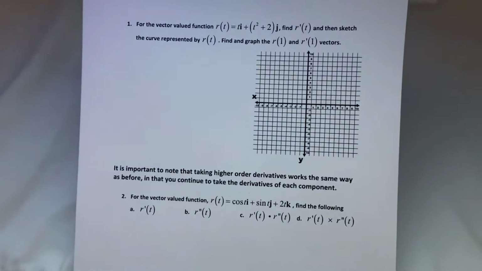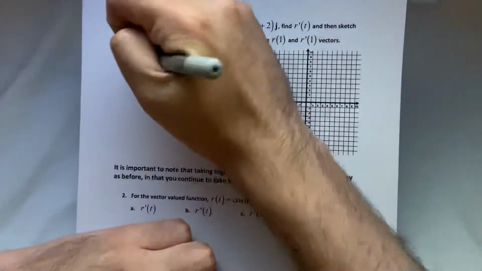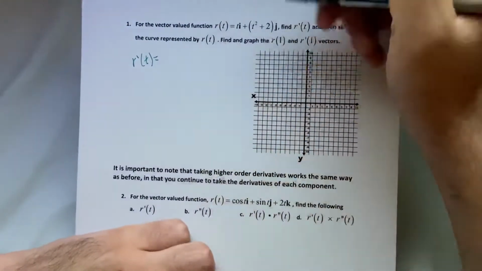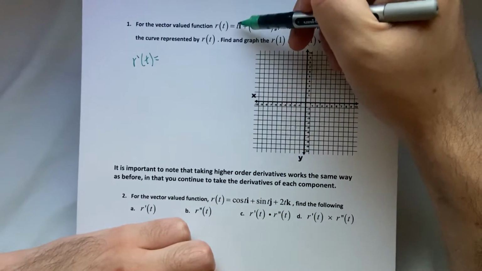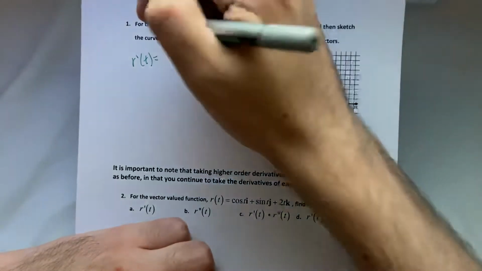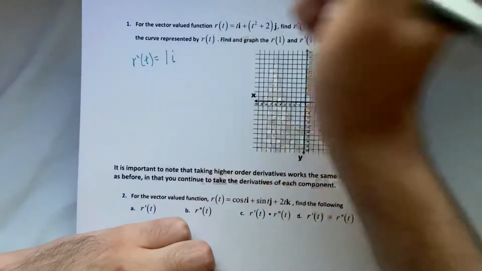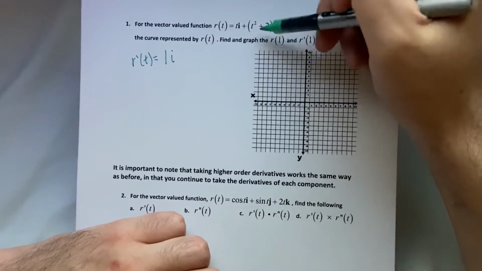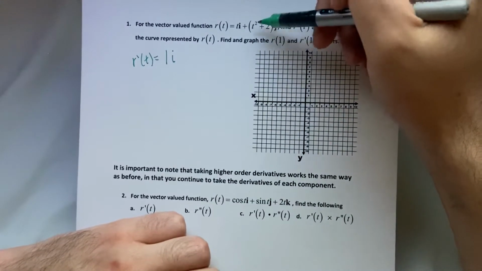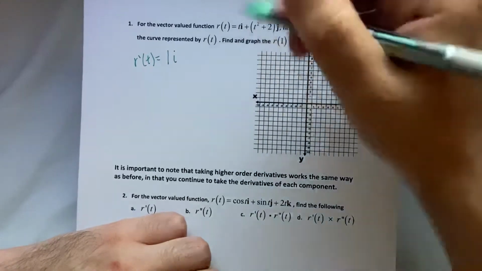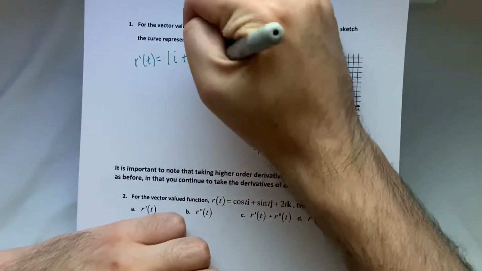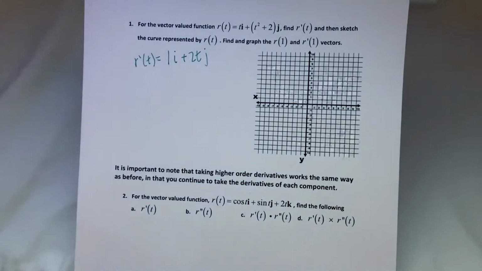For the vector valued function r of t equals t i plus (t squared plus 2) j, find r prime of t and sketch the curve. Okay, so r prime of t. I need to take the derivative of t with respect to t, so that's 1. The derivative of t squared plus 2 with respect to t becomes, again, the power rule, 2t. The 2 goes away.